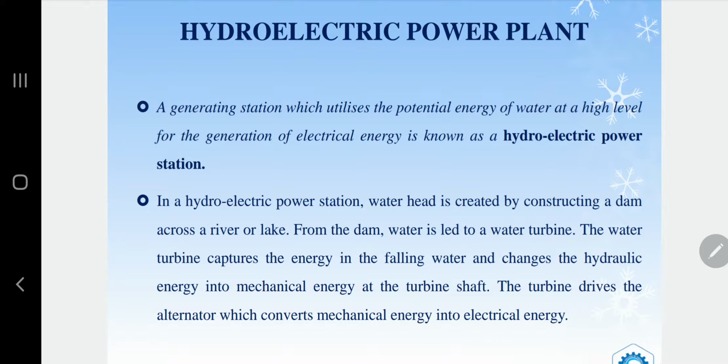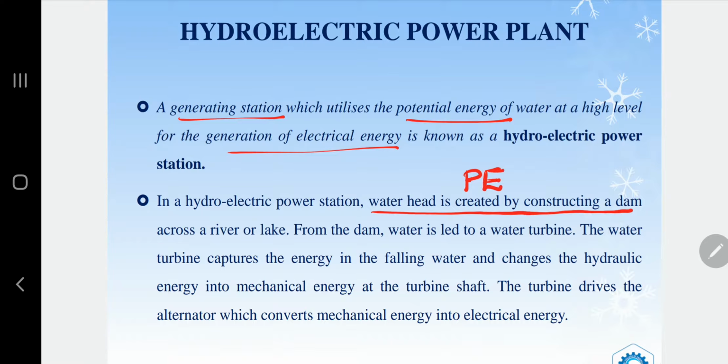A hydroelectric power plant is a generating station which uses the potential energy of water for the generation of electrical energy. Let us go into a small detail of it. What is the working of a hydroelectric power plant? Water head is created by constructing a dam across a river or lake, so the water is stored at a high level. That means the potential energy of water is being utilized here.